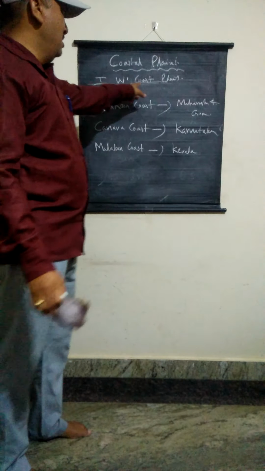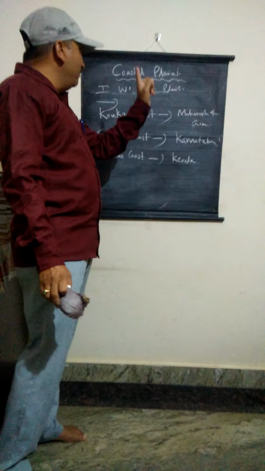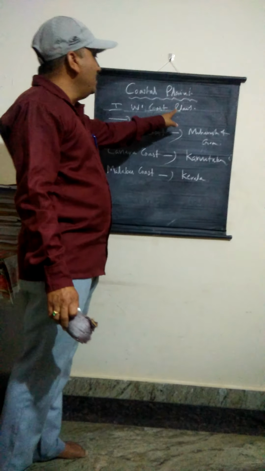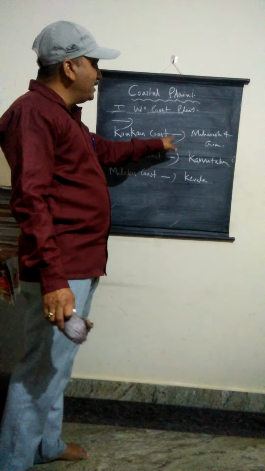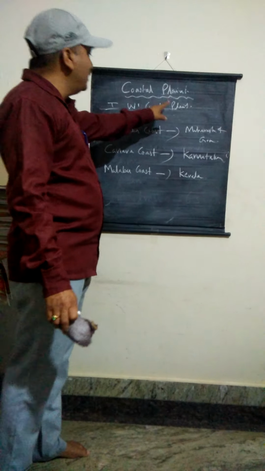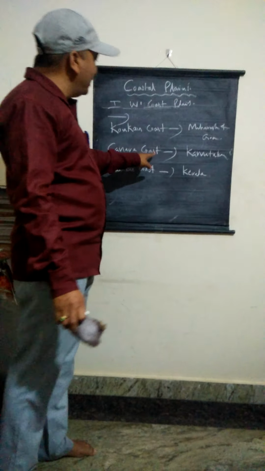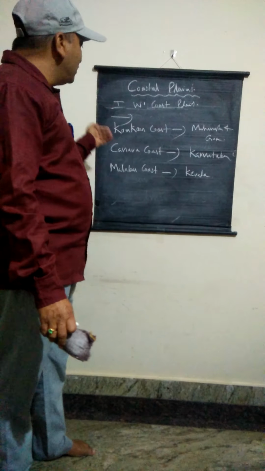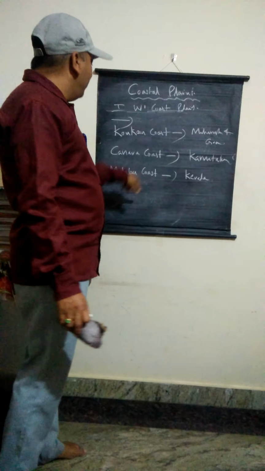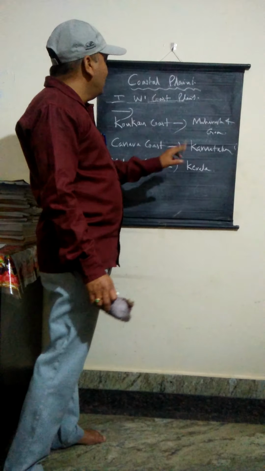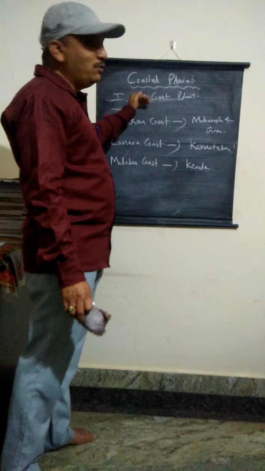So the western plains can be divided into three parts. The first one is Konkan coast. It is the northern part of the western plains, stretching in Maharashtra and Goa. The middle part of the western plains is called Canara coast. It is mainly located in Karnataka. The southern part of the western plains is Malabar coast, mainly located in Kerala. So this is about the west coast plains.